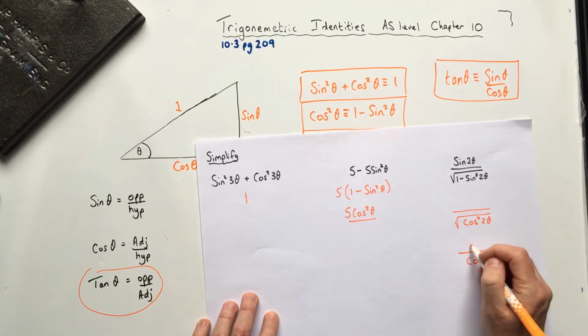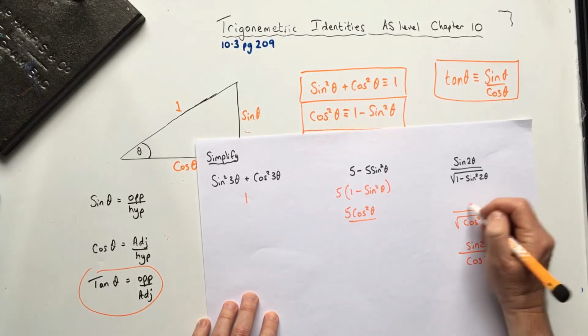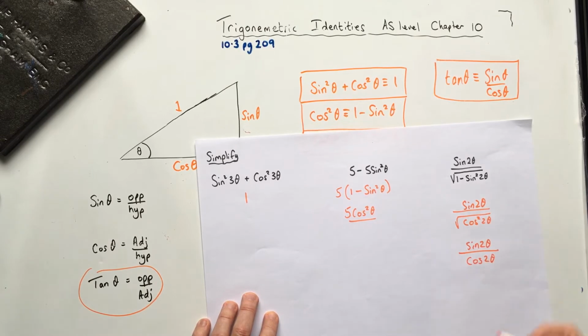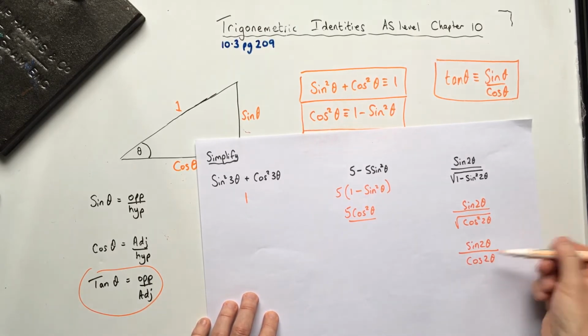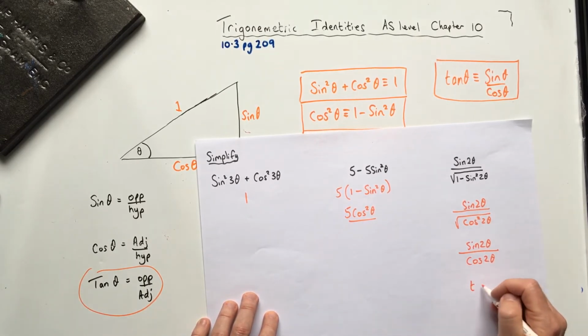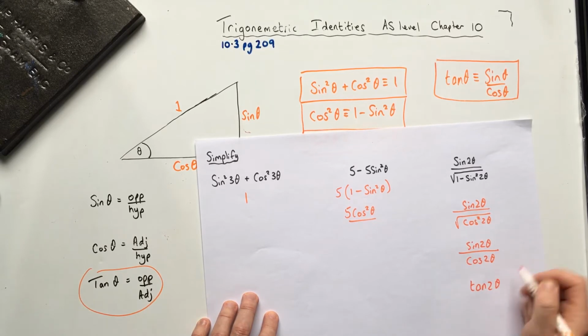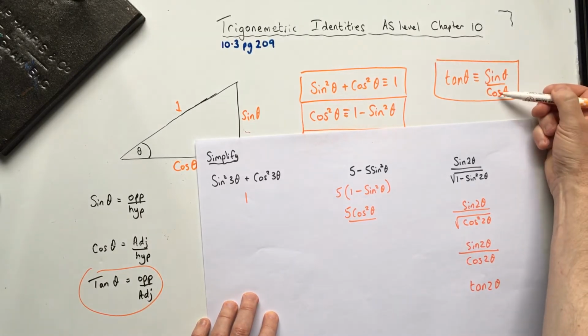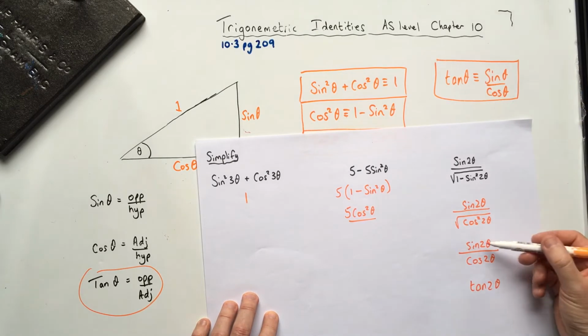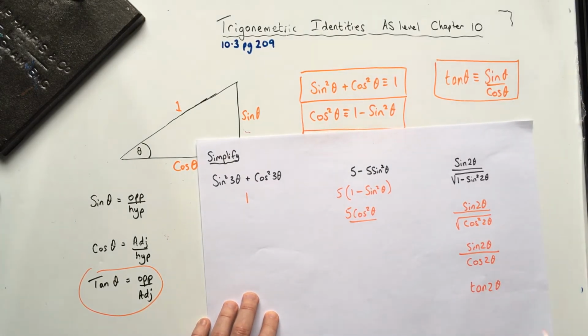And on the top, of course, we had sine 2 theta. Let's stick it in now. Sine 2 theta over cos 2 theta, of course, is tan 2 theta, because that's the other identity. Sine over cos of an angle is tan. So tan 2 theta. Did those fairly quick. Don't do them as quick as me. I'm a trained professional.